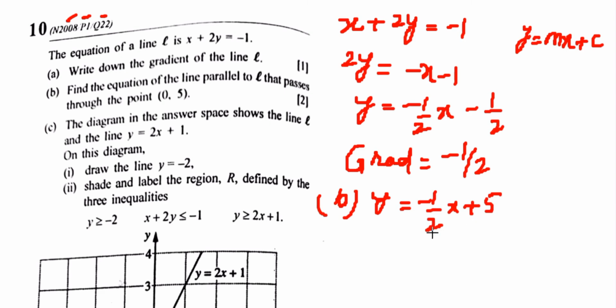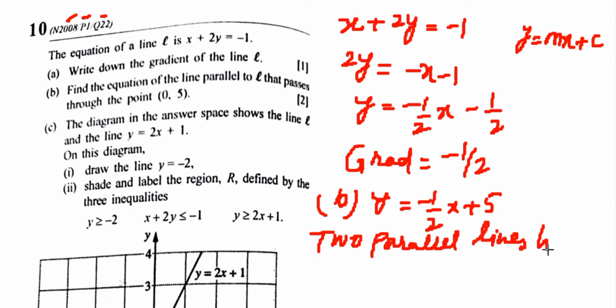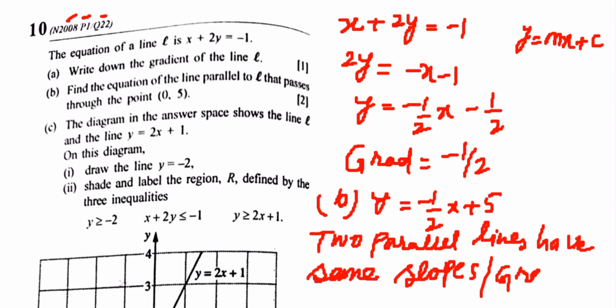Alternatively, you can give a reason: two parallel lines have the same slopes or gradient. Slopes mean gradient. They have the same gradient. It means the gradient of the required line will be -1/2, and the y-intercept of this line is 5, and c also represents the y-intercept. So this is our required line simply.